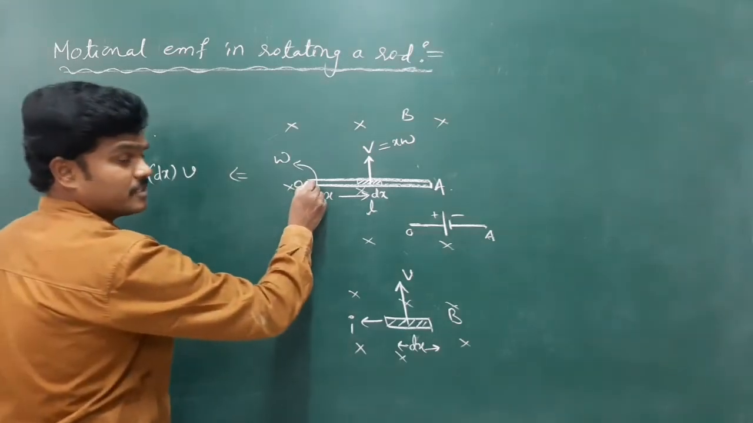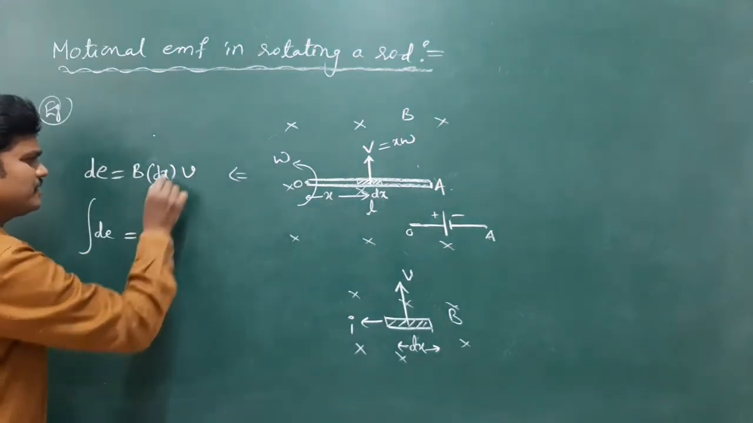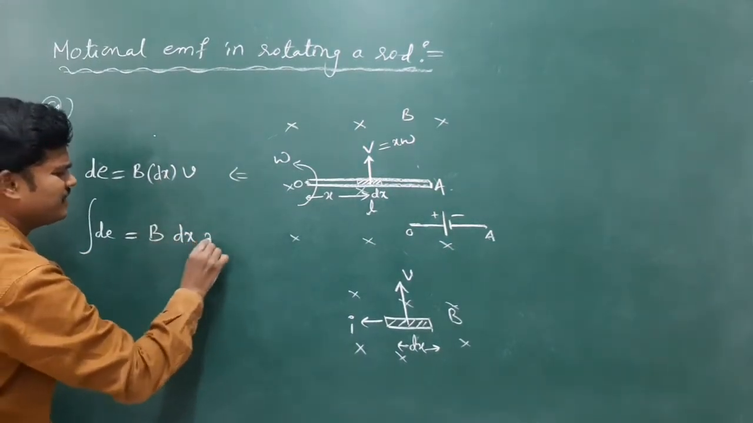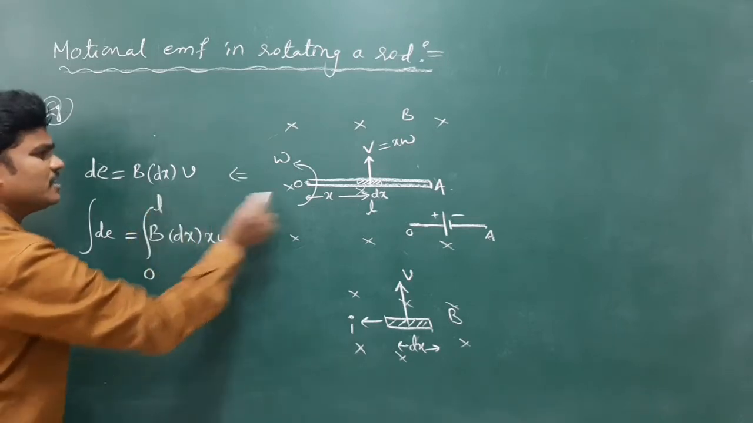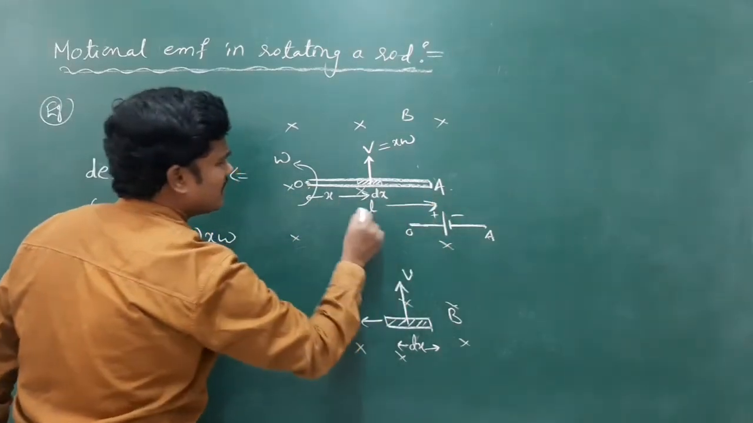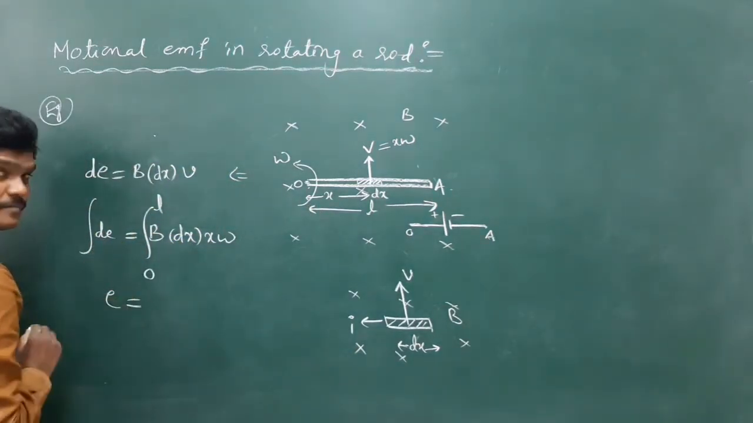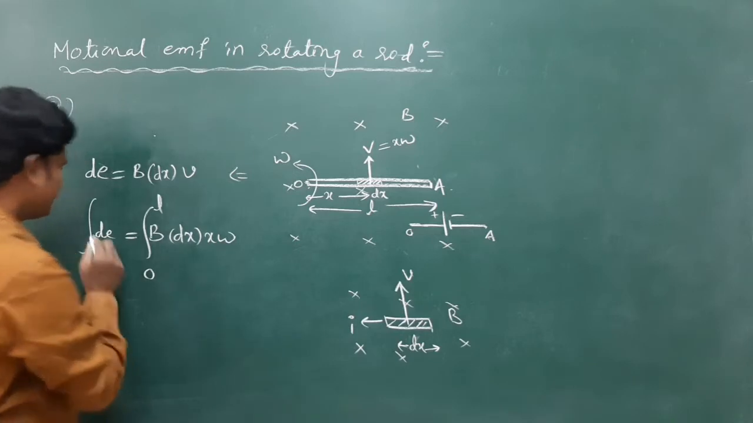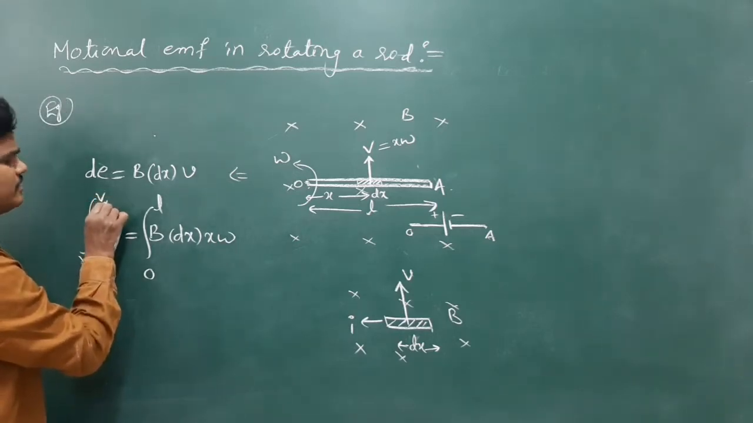Here O is at one potential, A is at another potential. So B dx, what is v? v is x omega. And the limits are clear, 0 to L. Starting is 0 and ending is L. So this is E. Otherwise, we can write the limits as V at O, V at A.